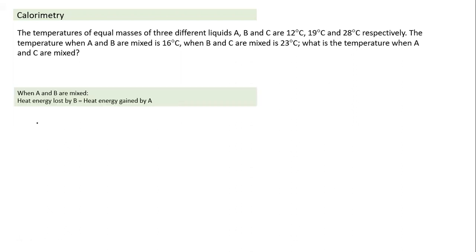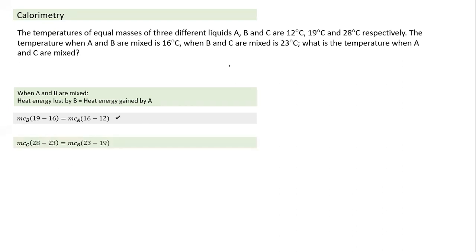Let's see when A and B are mixed. A is at 12 degrees, B is at 19 degrees. A will gain heat and B will lose heat. The energy lost by B is equal to the heat energy gained by A, and we can easily write this equation. M into C_B; all have equal masses, so the M values are the same, but the specific heat capacities of different liquids are not the same. So M C_B, since B is losing heat, times 19 minus 16, the final temperature. Similarly I can write the other side. These are very easy equations to write.